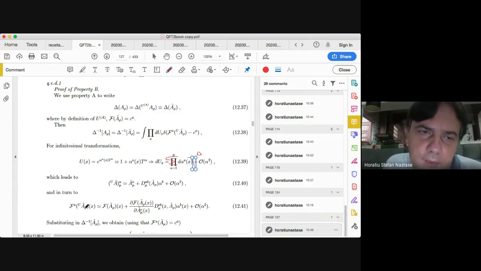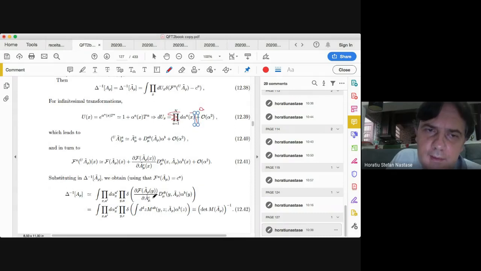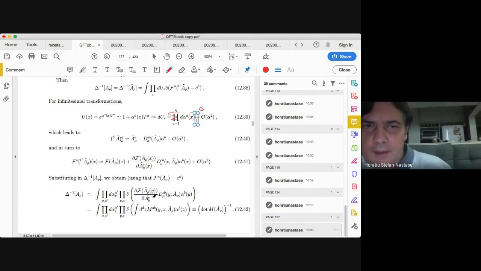Now, F of A tilde transformed by U is F of A tilde. Now U is infinitesimal, so I have to consider the sort of derivative. So I first take the derivative of the gauge condition with respect to A tilde, and then I transform A tilde in this way. So I multiply by the covariant derivative of the parameter. And then I substitute this in delta minus 1 of A tilde.